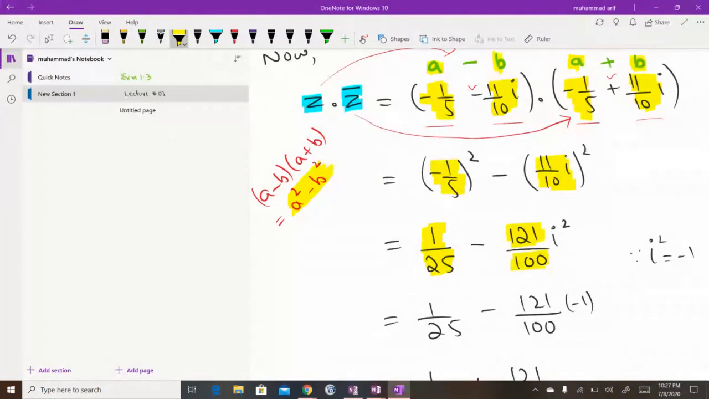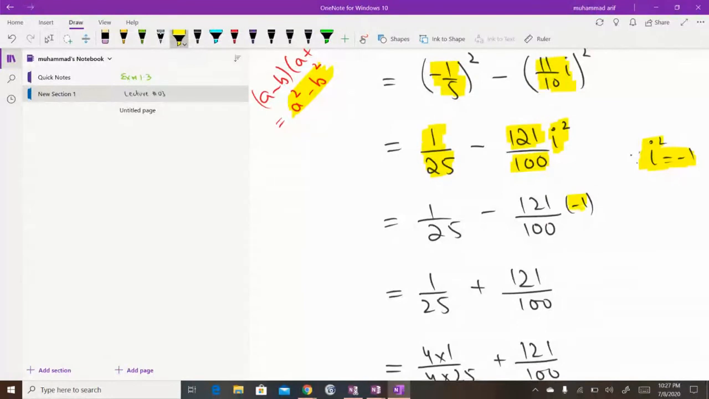What is the square of 10? Square of 10 is 100. What is the square of iota? Square of iota is iota square. Now instead of iota square, we replace minus 1. This negative and this negative become positive.